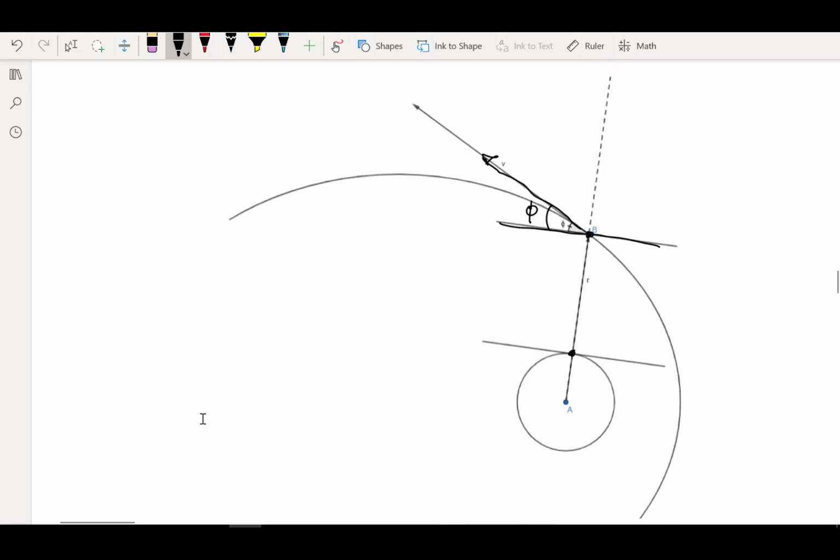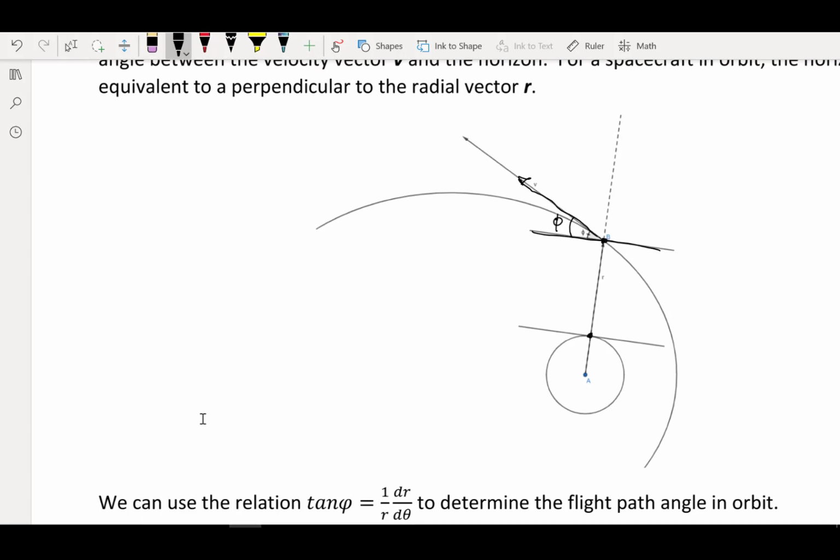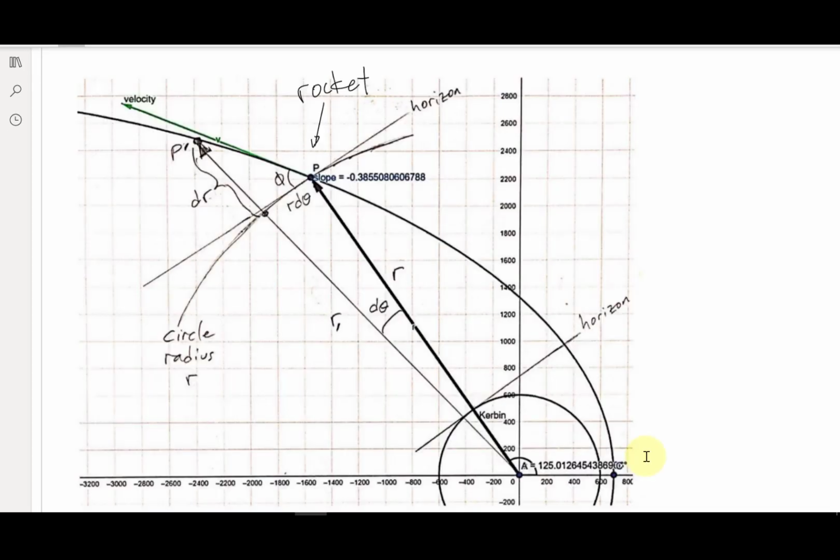So we could figure out that angle phi at any point along an elliptical orbit. And the way you can do that is with this relationship that the tangent of phi is always 1 over r times the derivative dr d theta. To justify that formula, that the tangent of the flight path angle is 1 over r dr d theta, let's take a look at this diagram.